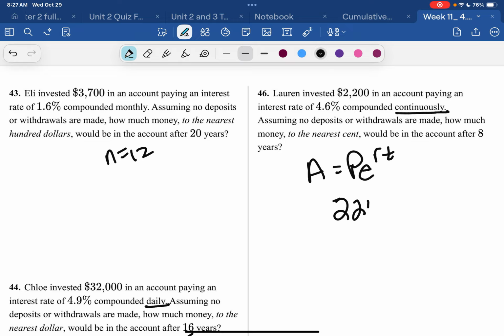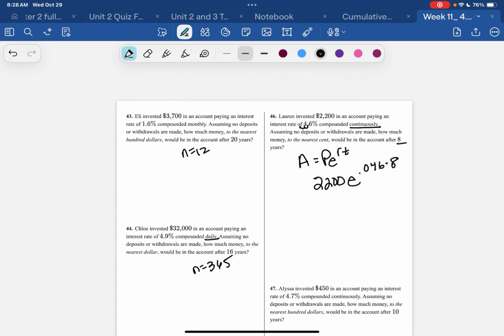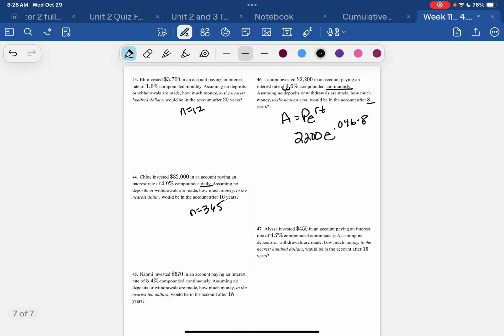P is your money number, 2200. Oh, wait, E. E is E, like you hit the E button. To the move your decimal 2 places. So it'd be 0.046 times your time, 8 years. I think that's it. Okay, good.